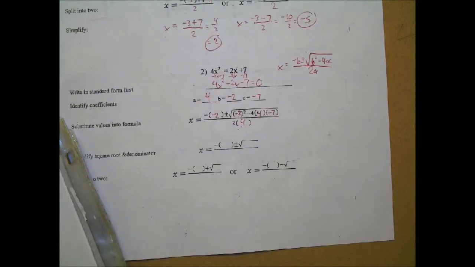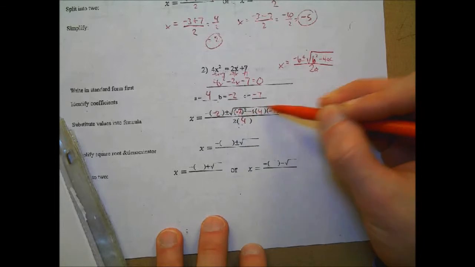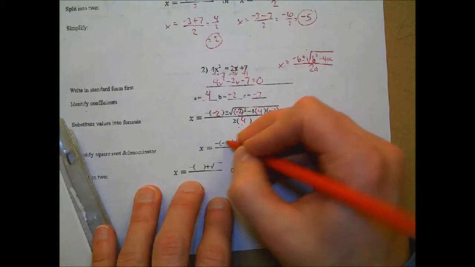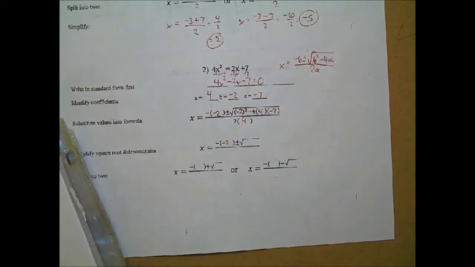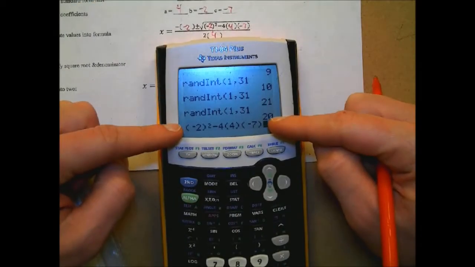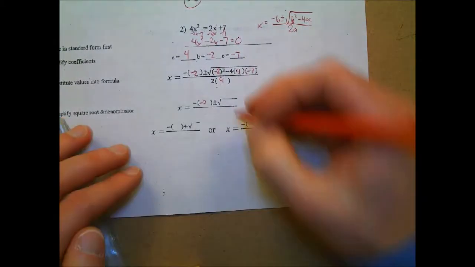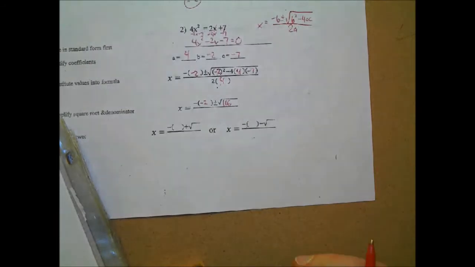Okay. Now, let's simplify our discriminant here. Okay, I'm going to leave the -2 inside there. Okay, so we'll have -2 squared minus 4, parentheses 4, parentheses -7. Again, I'm literally just typing in what I see underneath my square root right there, right? That's it. Hit enter. 116. Okay.